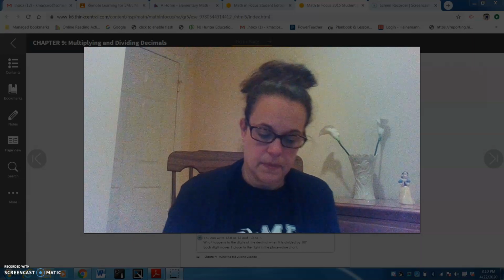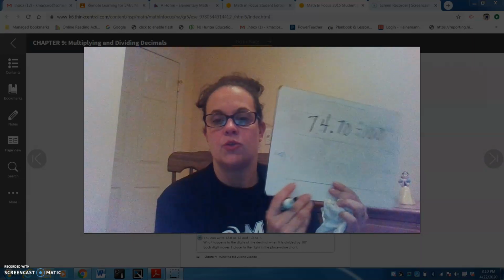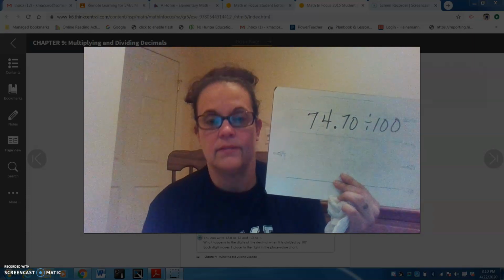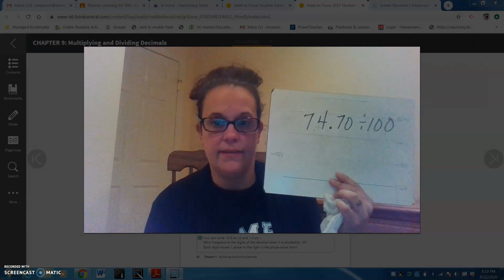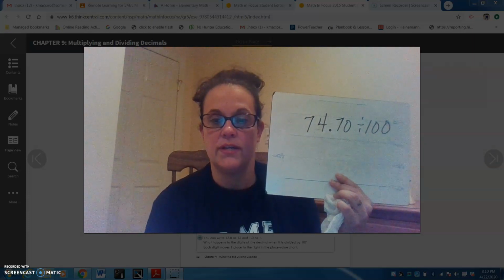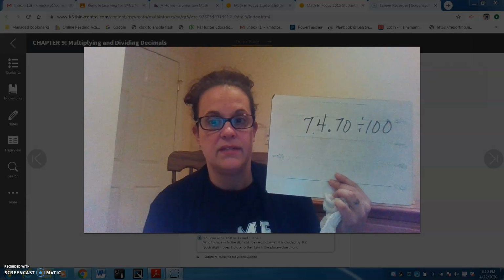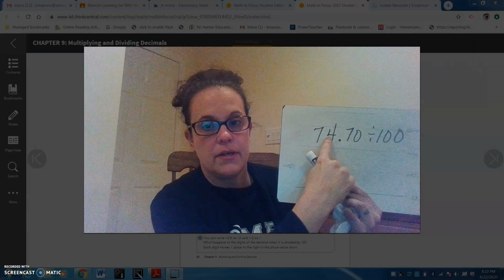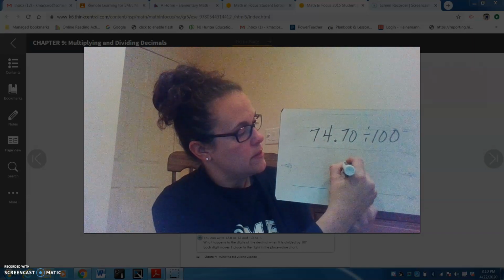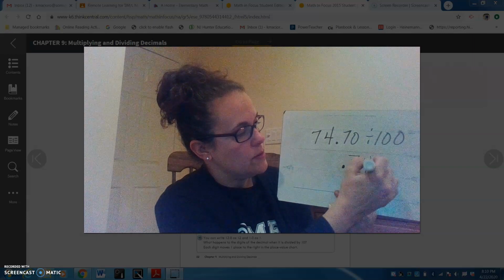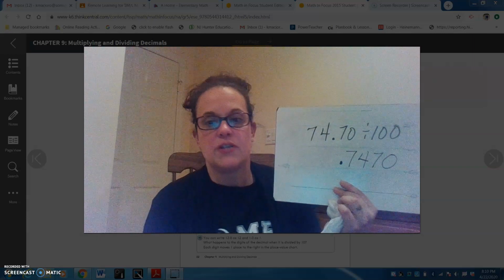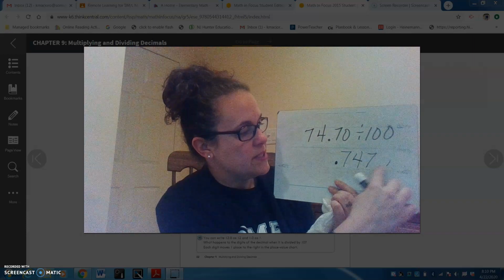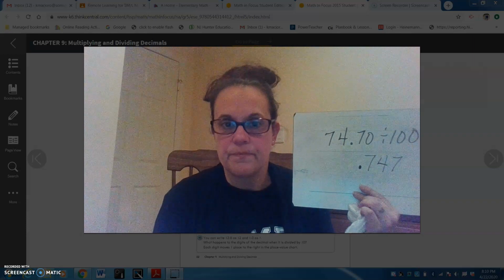Okay, so we have 74 and 7 tenths, and I'm going to divide by 100. So again, moving 2 spaces to the left, which means the decimal would move from here to here, and our quotient would actually be 747 thousandths. This we can actually take away. We don't need that. That's a placekeeper.